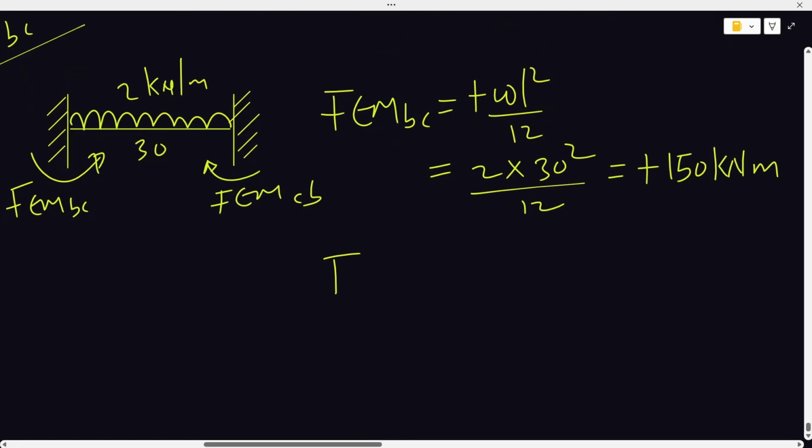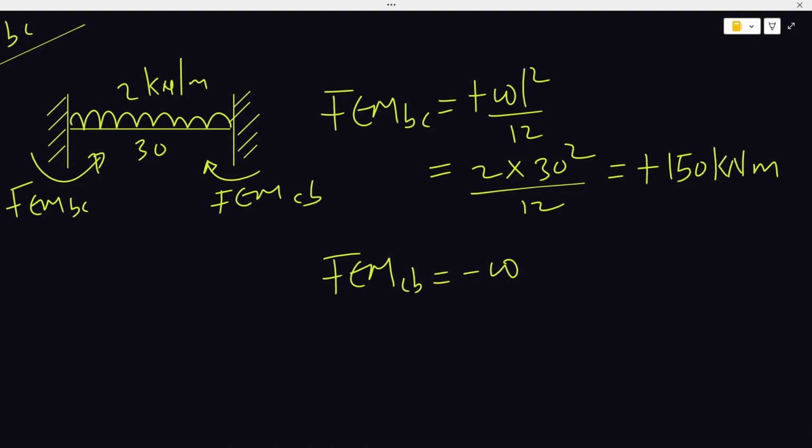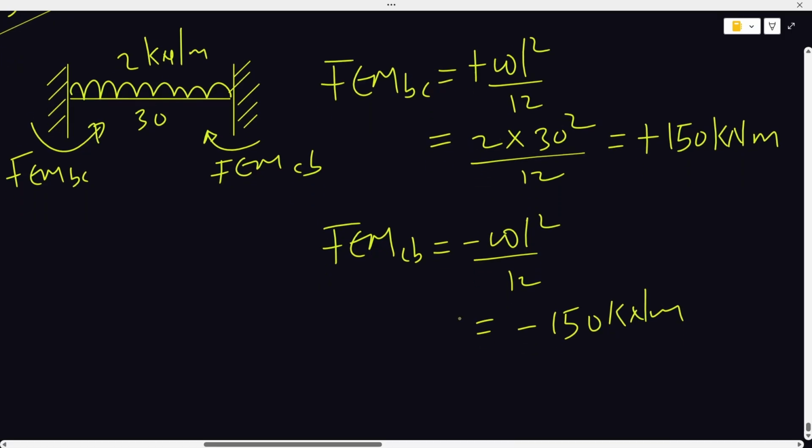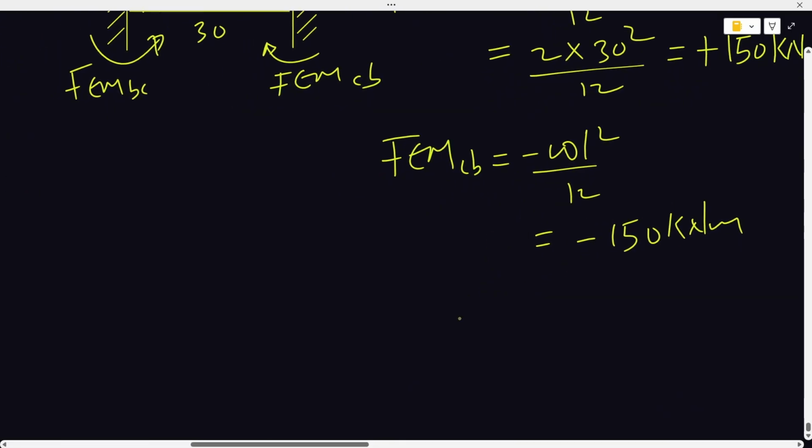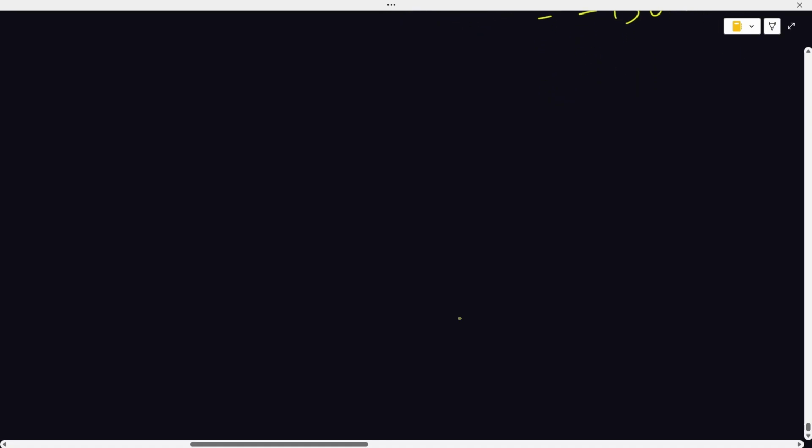And now FEM CB gives me minus W L squared over 12, which gives the same thing, the same magnitude but different direction. Check it out. So the next thing after computing your fixed end moments is to write down your slope deflection equations.